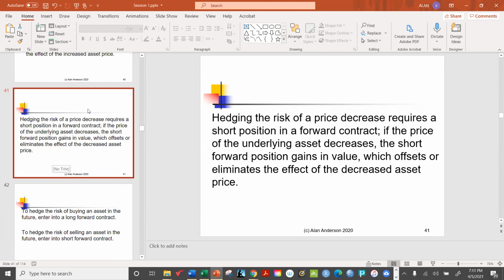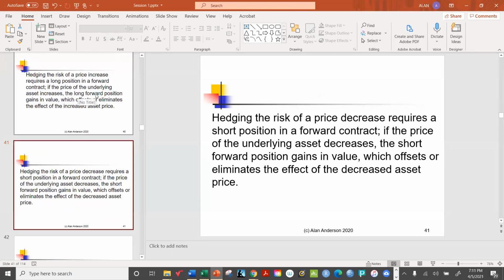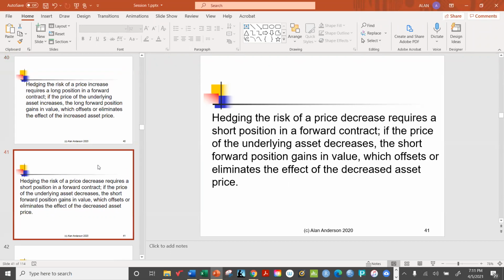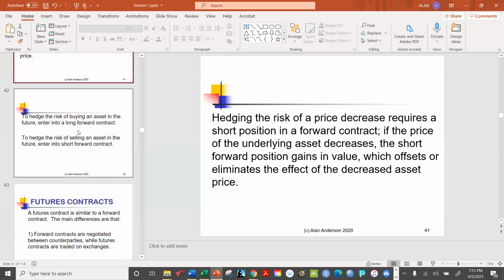All right, so the two basic positions you might take are, if you're the buyer, you enter into a long forward position. If you're the seller of the asset, you enter into a short forward position, and that will eliminate all of your foreign exchange risk. All right, so now you have a feel for what a forward contract is, why they're so important, and how powerful and flexible they are.